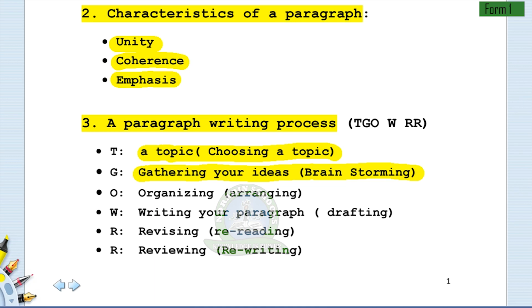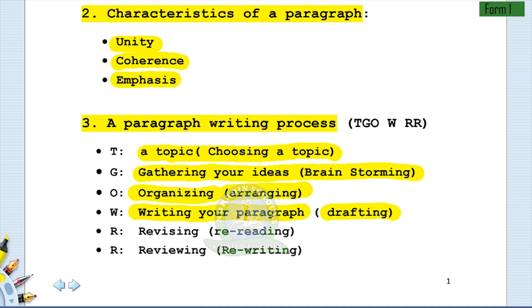The third step is organizing. This is arranging your sentences in a logical way. These first three steps are called the pre-writing stage. This is what you have to consider before you draft your paragraph. The fourth step is called drafting or writing. You start writing your paragraph, drafting.